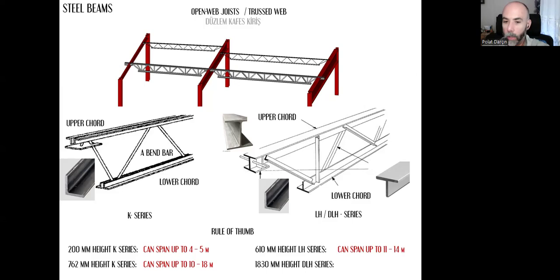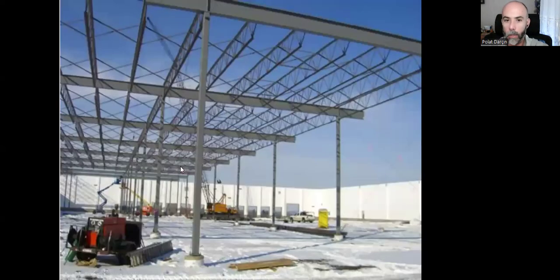And if I increase the height of the DLH series up to 1,830 millimeters, then I can have a span up to 44 meters. These are from Ching's book, so you can use these in your school projects. However, in real life, please don't forget, a civil engineer needs to calculate all these things.